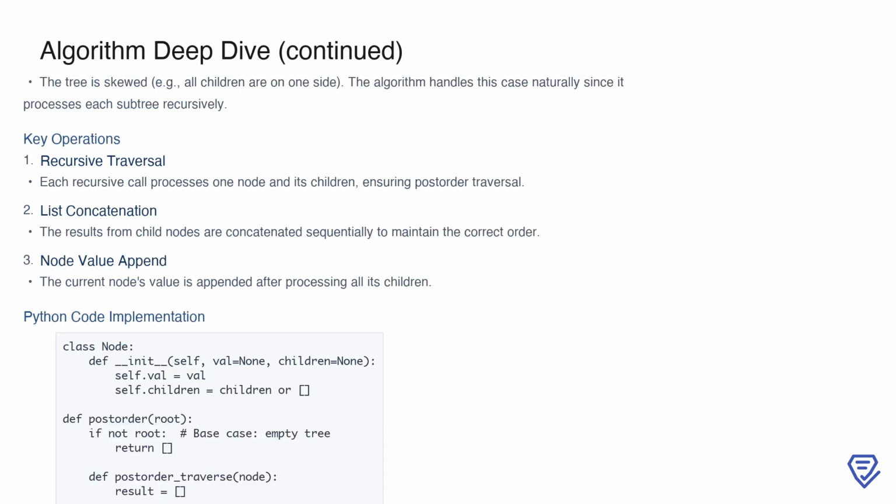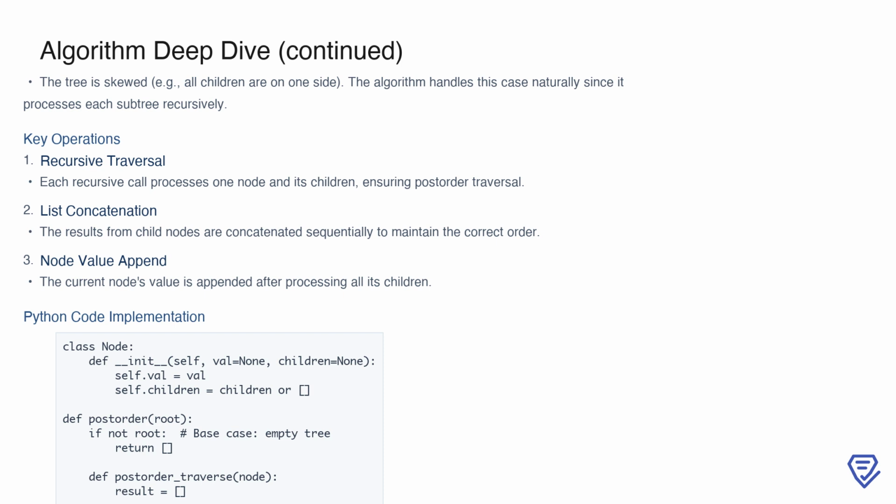Unbalanced trees, whether left-skewed or right-skewed, are handled seamlessly because the recursive method processes each node and its children independently. This ensures that the traversal remains accurate regardless of the tree's shape. Let's discuss some key operations involved in the algorithm.